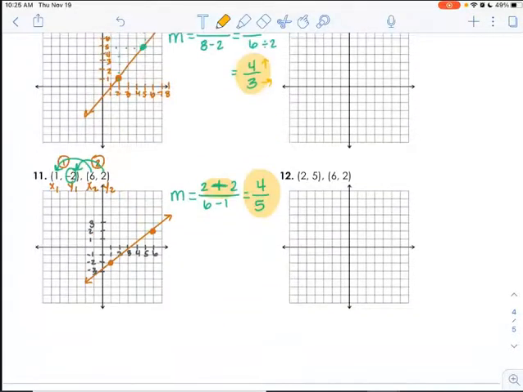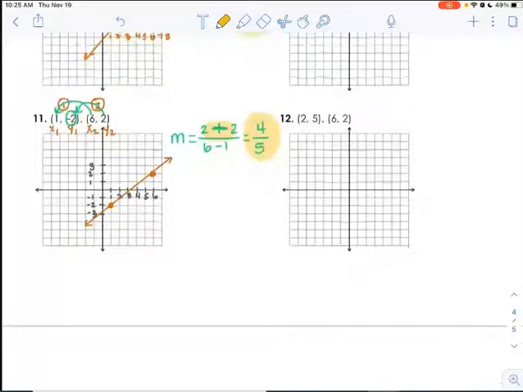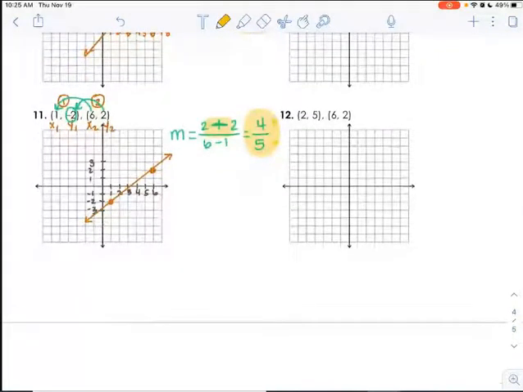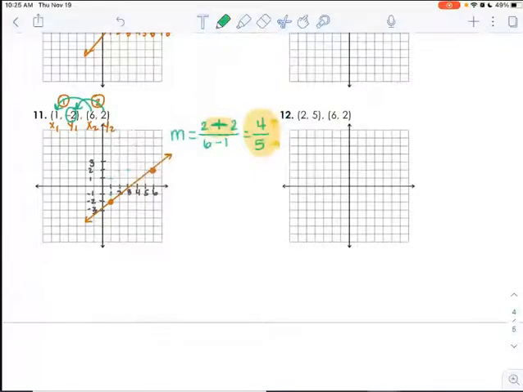And then I just want to verify my slope. If I have a slope of positive 4/5, it should mean that I'm going up 4/5 and following that pattern. So I'm just going to verify that. Am I going up 1, 2, 3, 4 and over 1, 2, 3, 4, 5? Yes, that is the pattern that works.